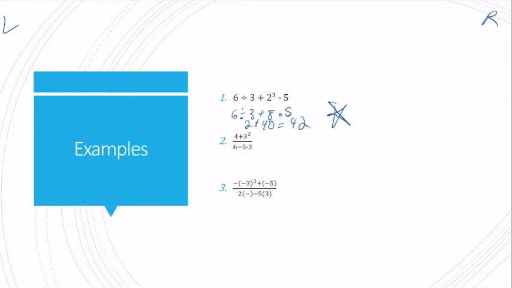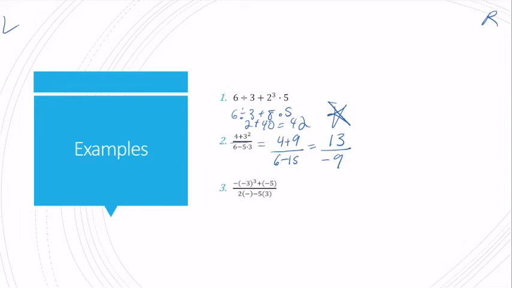Okay, next I have 4 plus 3 squared. Because this has a big division in the middle of it, that's what fractions are doing. They're dividing. I want to simplify my numerator and then simplify my denominator. I've got 4 plus 9 over 6 minus 15. That gives me 13. 6 minus 15 would be a negative 9. So I have negative 13 ninths.